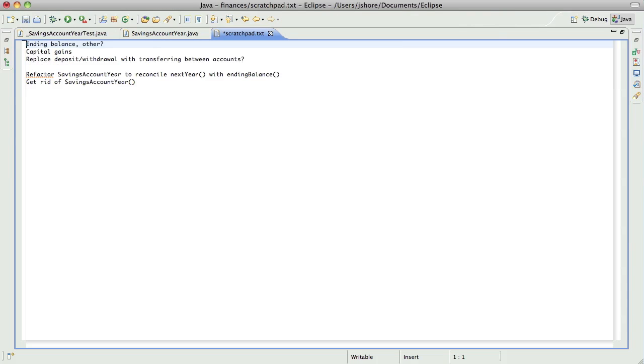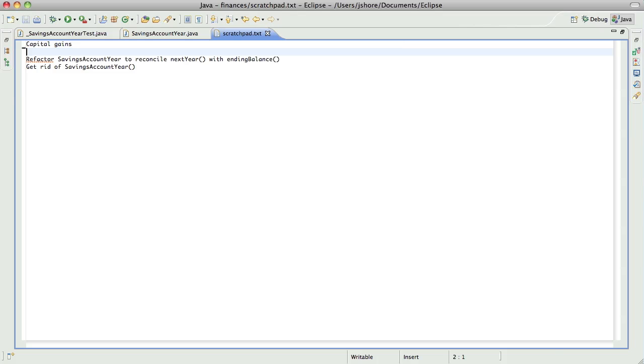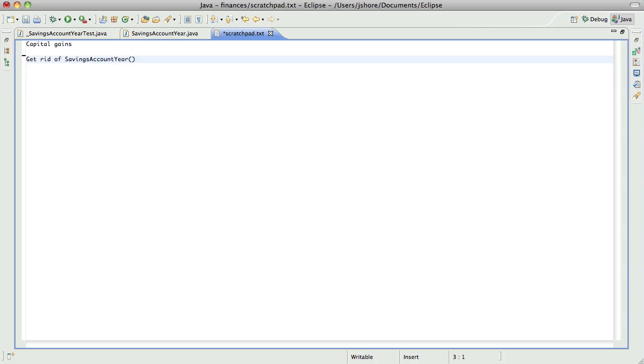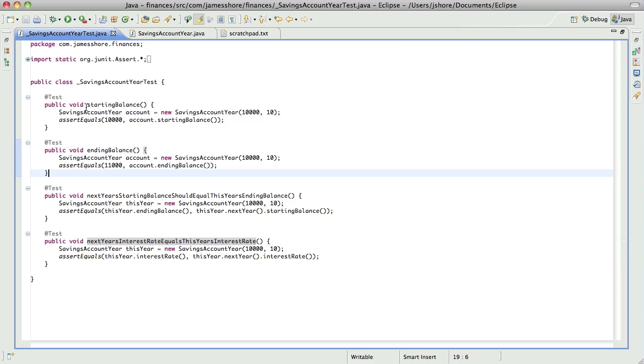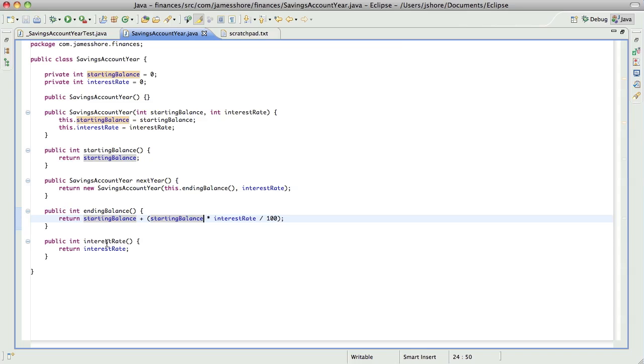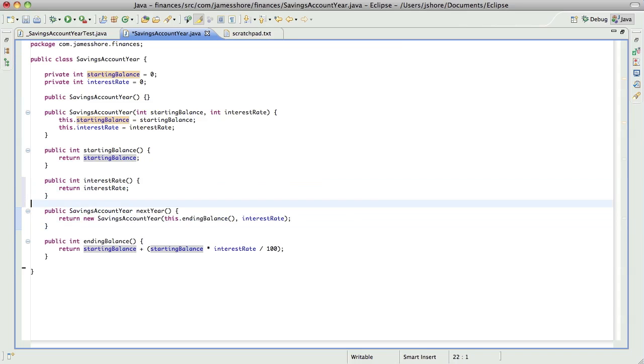We fixed that. We've done the ending balance. We have taken out the deposit withdrawal, which is good enough. We do the next year properly. And I don't remember what I meant by get rid of savings account. Oh, that was the constructor, and I'm pretty sure we've done that. Let's just double check. Yeah, and now let's take a look. Is everything clean here? I suppose the interest rate is something that I coded, but I didn't explicitly put a test around. Let's go ahead and do that.